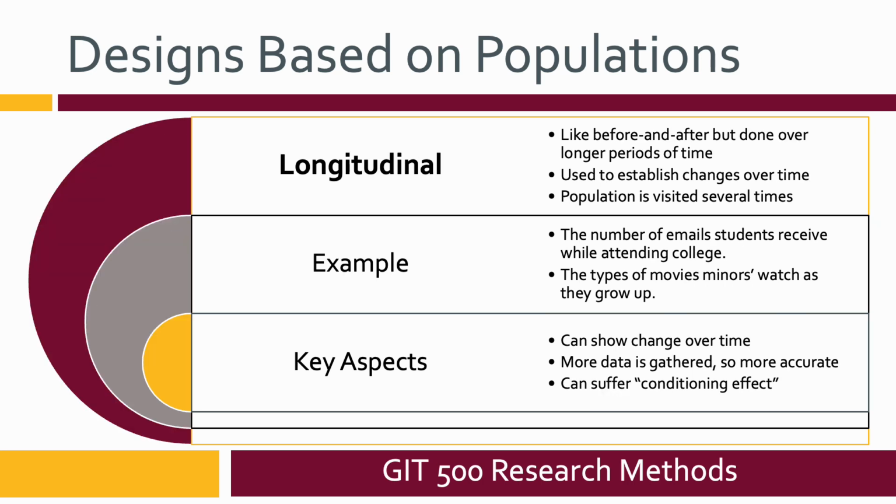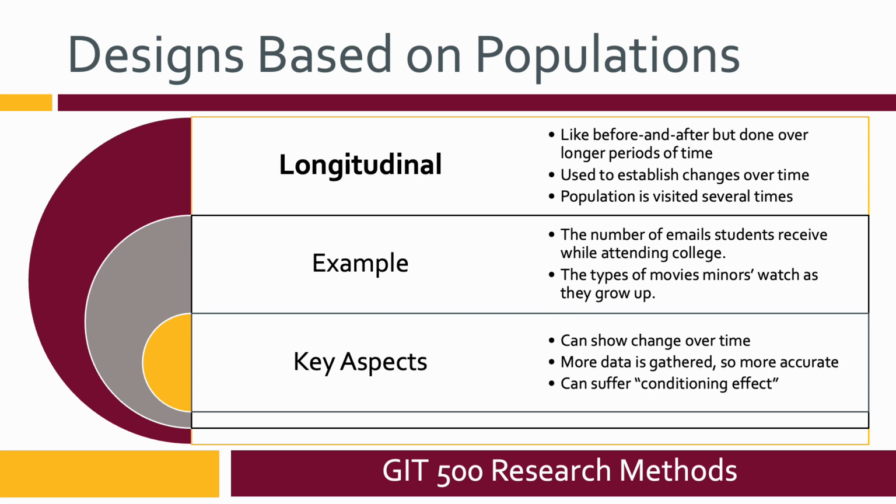Longitudinal is like before and after, but it's done over longer periods of time, and it is used to show specifically changes over time. And usually the study population is visited several times, so data is gotten from the participants multiple times. Examples are the number of emails students receive while attending college. You might check it when they're freshmen, check it when they're sophomores, check it when they're juniors, check it when they're seniors. Very long, right?